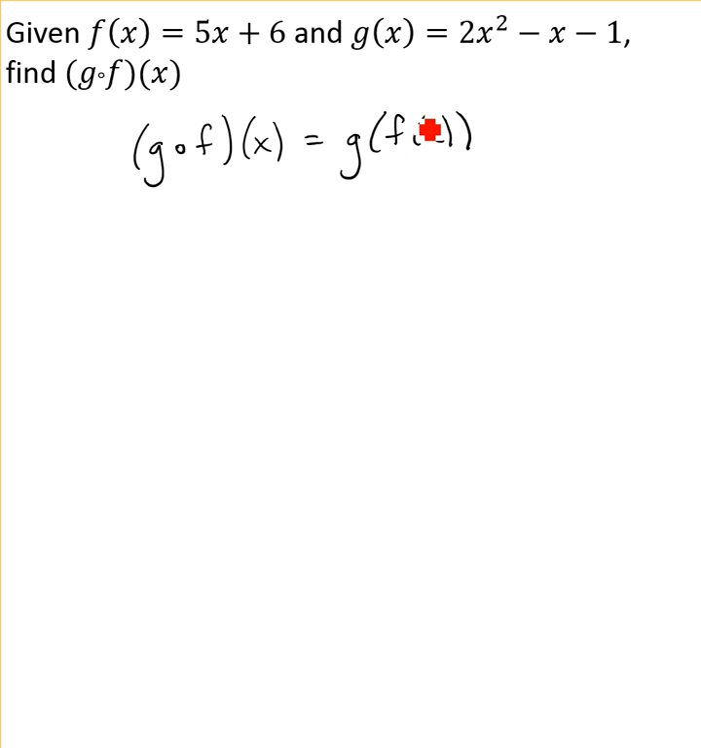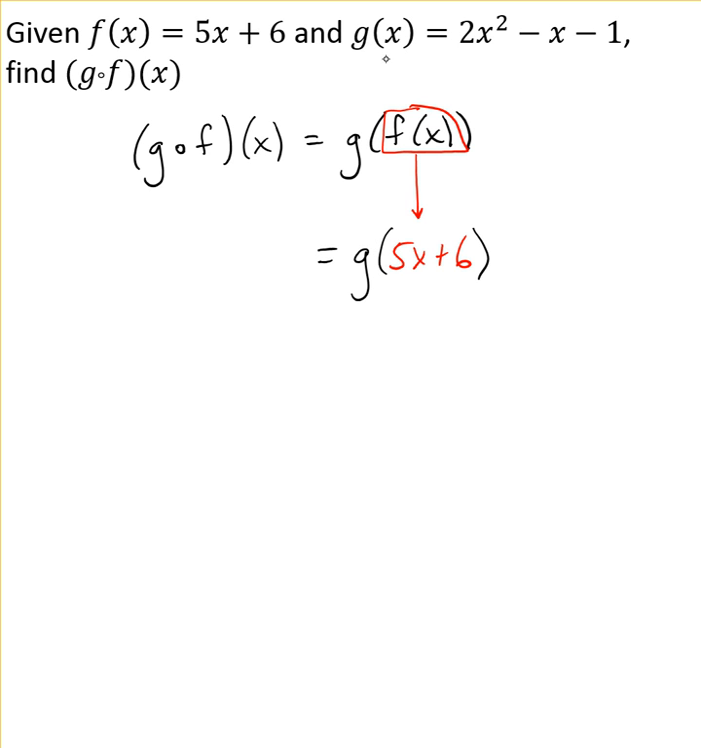Well, our inner function there is that function f of x. And so we're going to start by taking a look at that. According to the information that we're given, f of x is equal to 5x plus 6. So we're going to replace that expression f of x with the expression 5x plus 6. Now we still have to evaluate g at that input, since our g is still there and we haven't done anything with that yet.